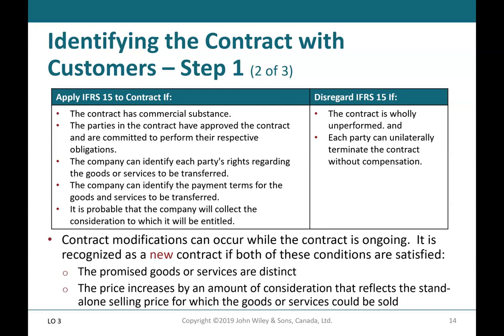Contract modifications can occur while the contract is ongoing. It is recognized as a new contract if both of these conditions are satisfied. The promised goods or services are distinct. The price increases by an amount of consideration that reflects the standalone selling price for which the goods or services could be sold.